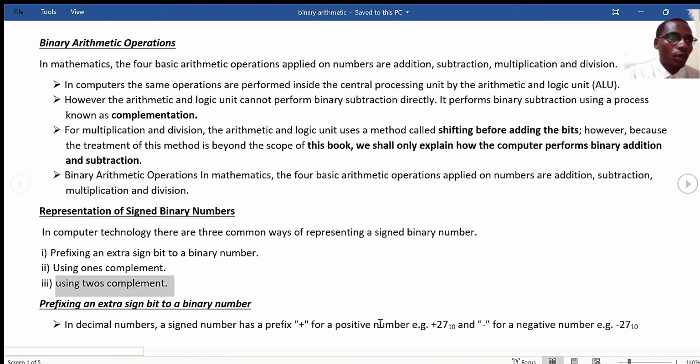Let us start with the first one, which is prefixing an extra sign bit to the binary number.